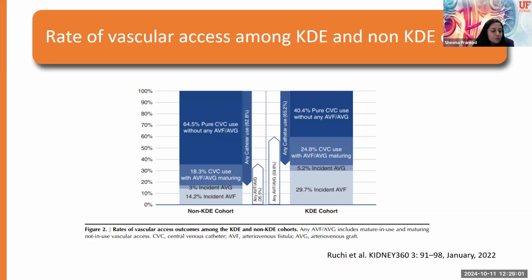And again, data from our own group, Dr. Ruchi and Dr. Shukla's work, showed that there seemed to be a role of kidney disease education in the vascular access choice. And when they looked at incident AVF use and AVG use, along with any catheter use, in 82% of patients with no kidney disease education, there was a higher catheter use compared to 65% in patients who had some degree of kidney disease education.